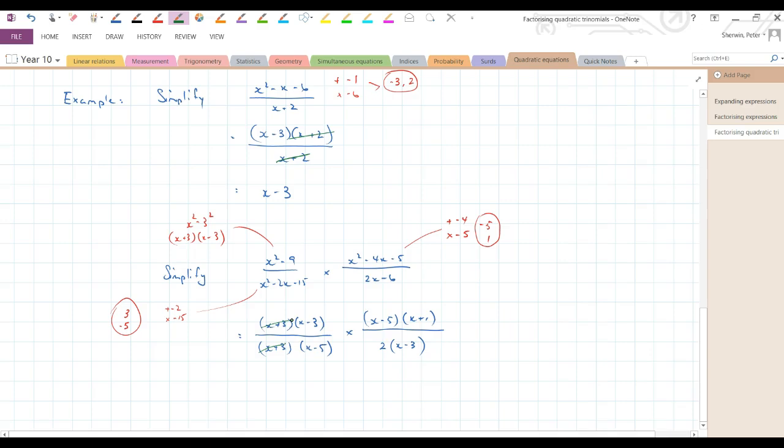I can cancel my common factors now. I can do either directly on top of one another, or I can take a numerator with a denominator, because they're being multiplied. This means I can go across. x minus 5, look at this, I've got rid of virtually all of them. I'm left with x plus 1 over 2 as my final solution.